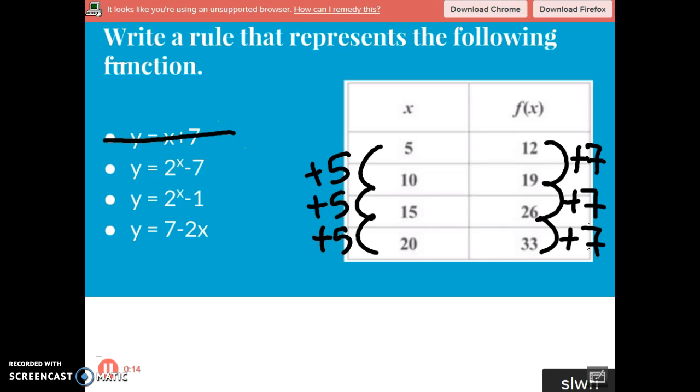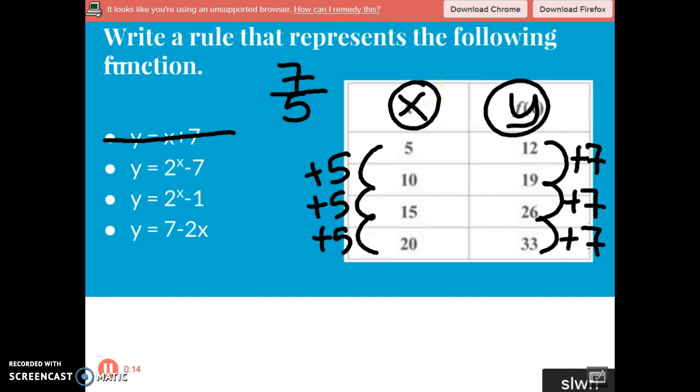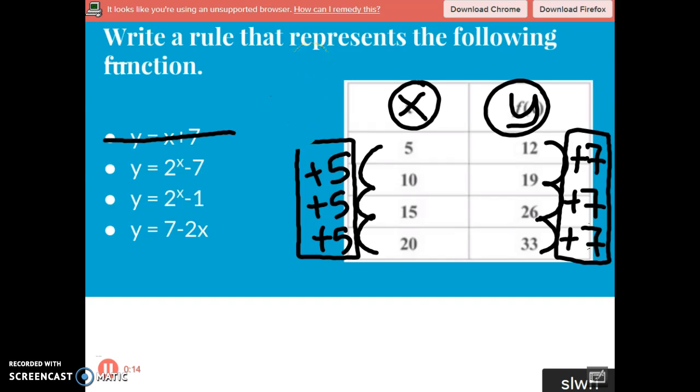I thought that would be the answer, and it's not, because it doesn't have a slope of 7 over 5. How did I get that? If this is your y and this is your x, slope is defined as changes in y over the changes in x. My changes in y was plus 7. And because it's a plus 7, we know it's not an exponential function. If it was exponential, it would be times 7. So since it's a plus 7, we know that it's an arithmetic or linear equation. But my changes in x's are plus 5. So that means the changes in y over the changes in x would be 7 over 5.